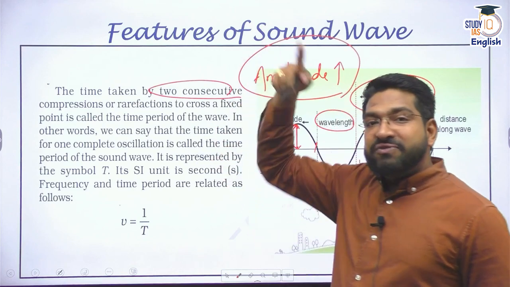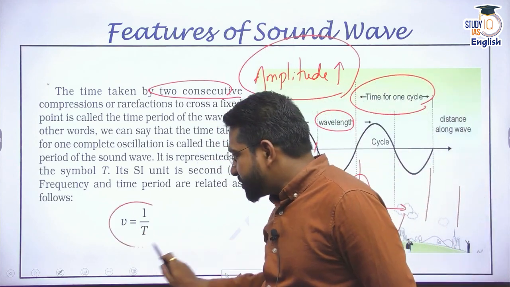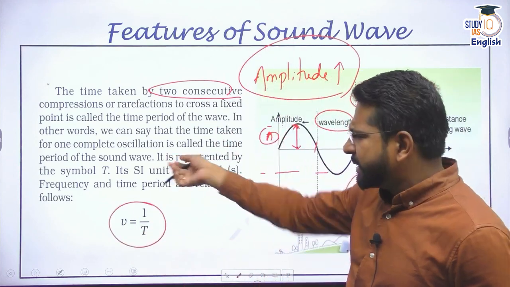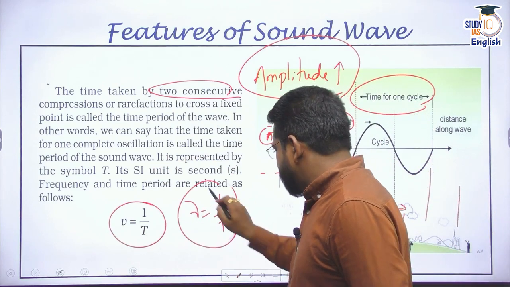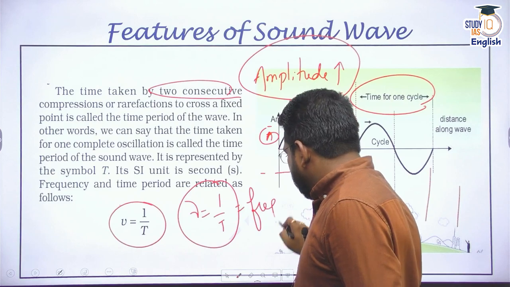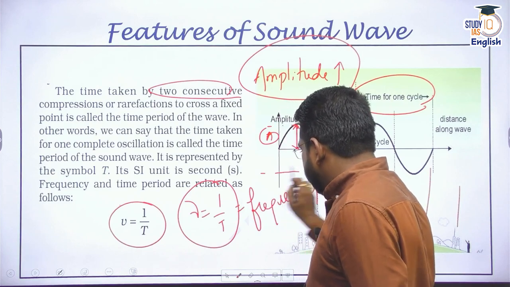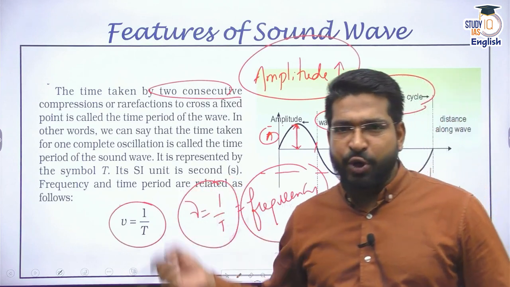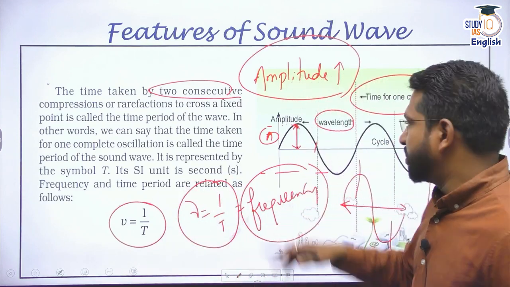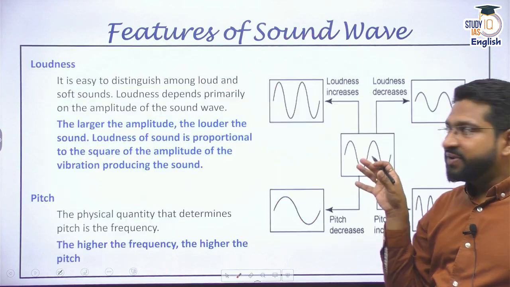When we invert that time period, we get the concept of frequency. This frequency is denoted by the Greek letter nu. We all know that this is called nu. Nu is equal to 1 by T. This is called frequency. And based on this frequency, we have already discussed what pitch is. We'll talk about that also. So these are some of the characteristics of a wave that we discuss.